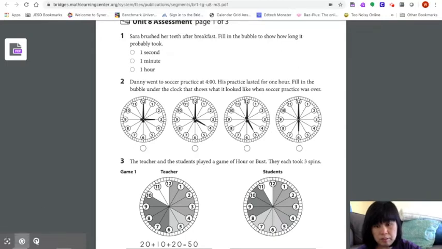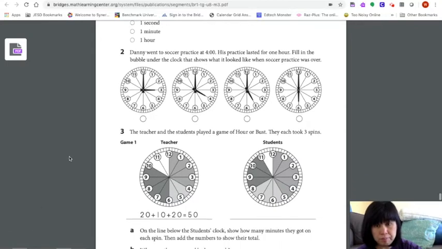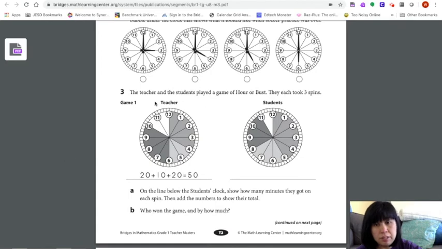So I'm going to scroll down to number 3. Number 3, the teacher and the students played a game of Hour or Bust. They each took 3 spins. So this is my turn. This is your turn. On a line below the student's clock, show how many minutes they got on each spin. Then add the numbers to show their total.